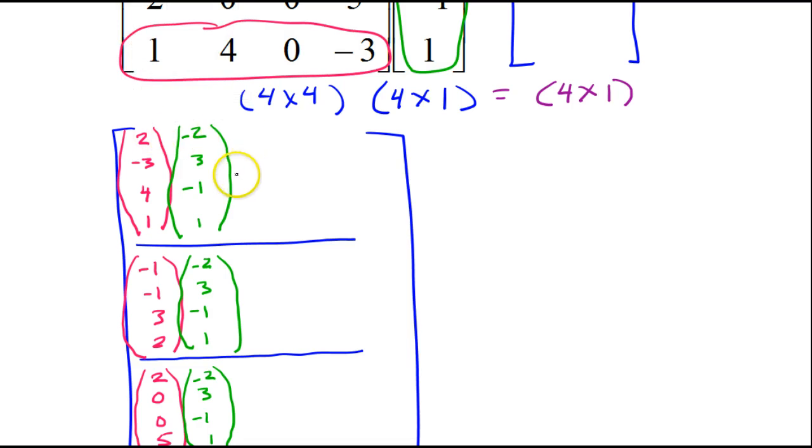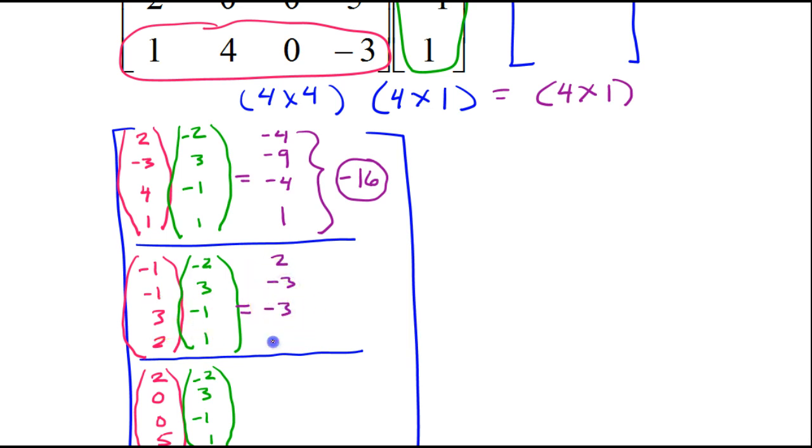So I'm going to multiply each of these together. So this is going to give me -4, -9, -4, and 1. And then I just need to find the sum of all of these. So that's -16. Now, for this element, I have +2, -3. I'm just multiplying -3 and 2. Add them all up, and you get -2.